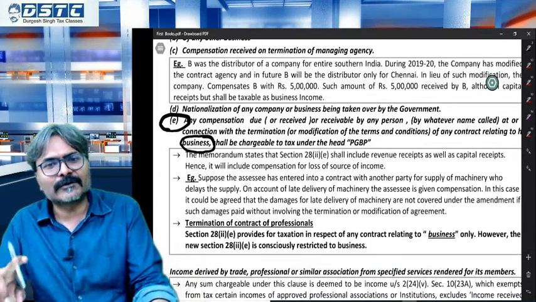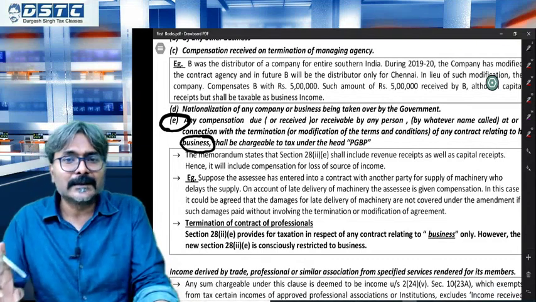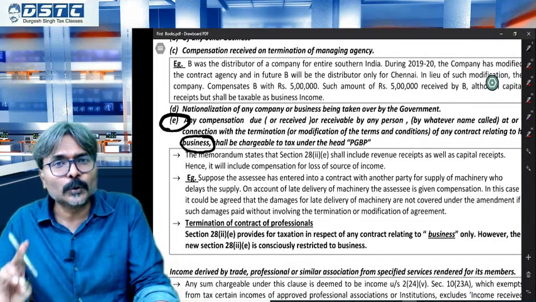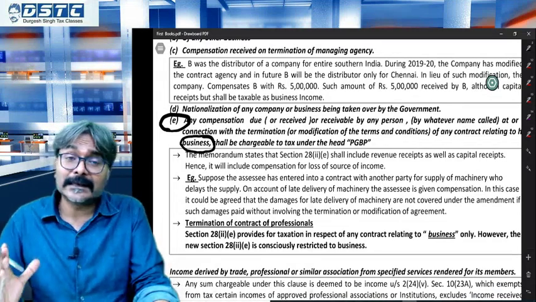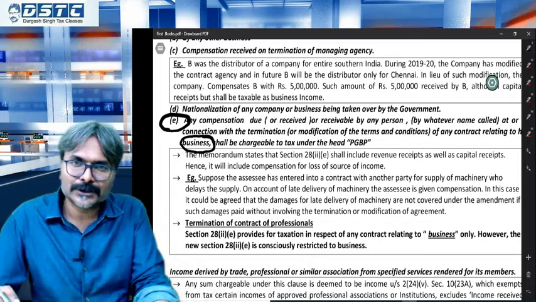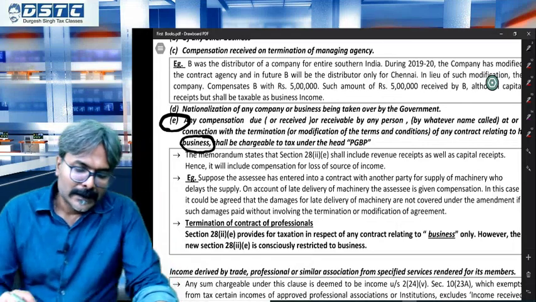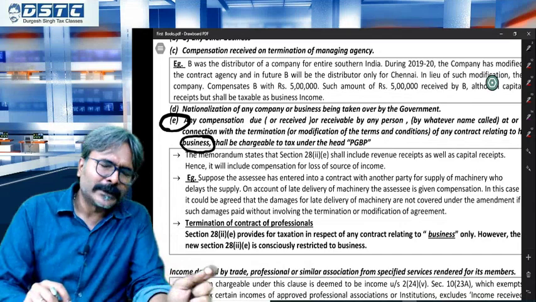Had it been in the case of a profession, then in this case 28(2)(e) will not apply, which implies that it is not chargeable to tax. Students, before we proceed here, I'll just give that in writing. Don't worry, I'll give you in writing.